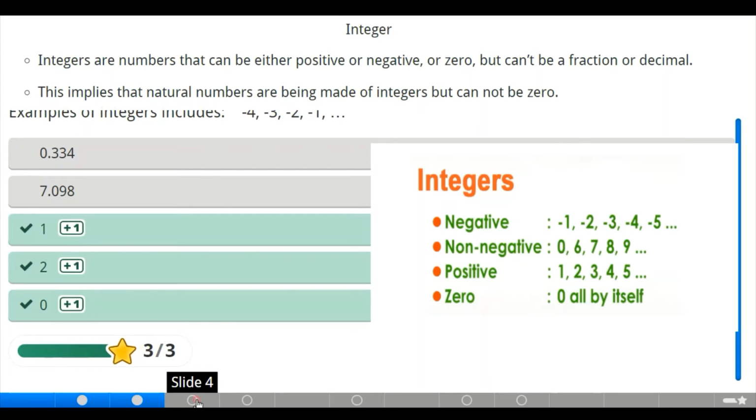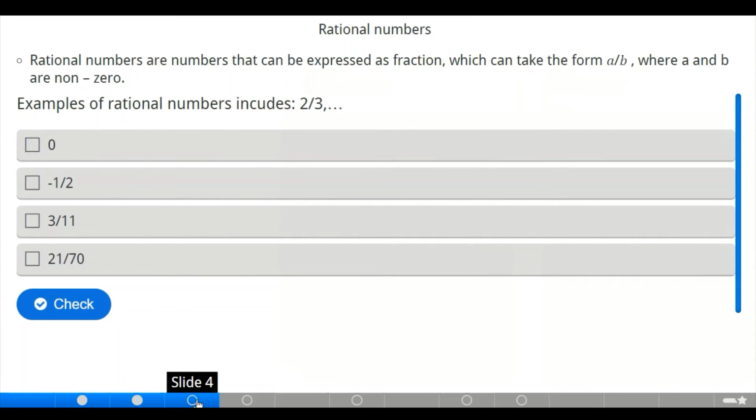Now let's look at another one we have here, which is rational numbers. What are rational numbers? Rational numbers are numbers that can be expressed as a fraction, which can take this form: a over b, where a is our numerator and b is our denominator. Where a and b are non-zero, that is, a and b cannot take a zero value.